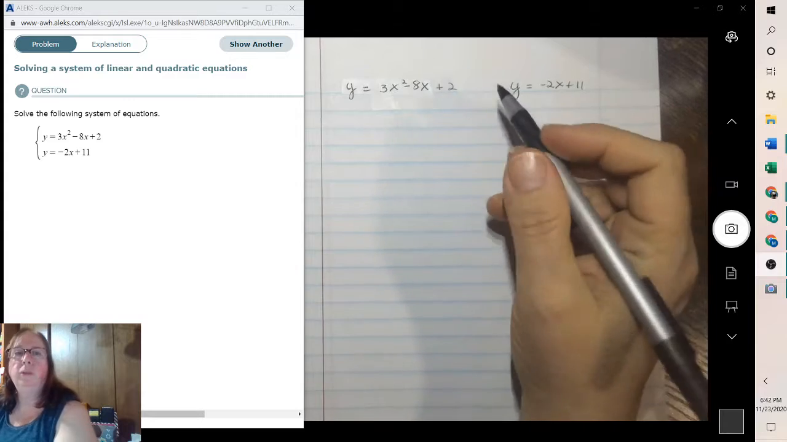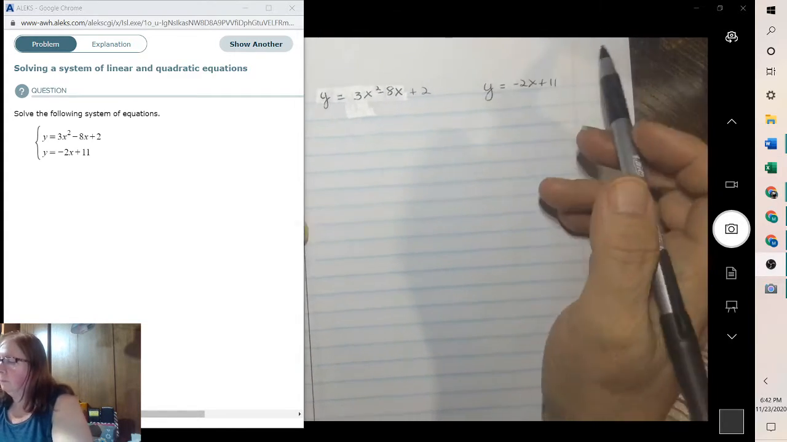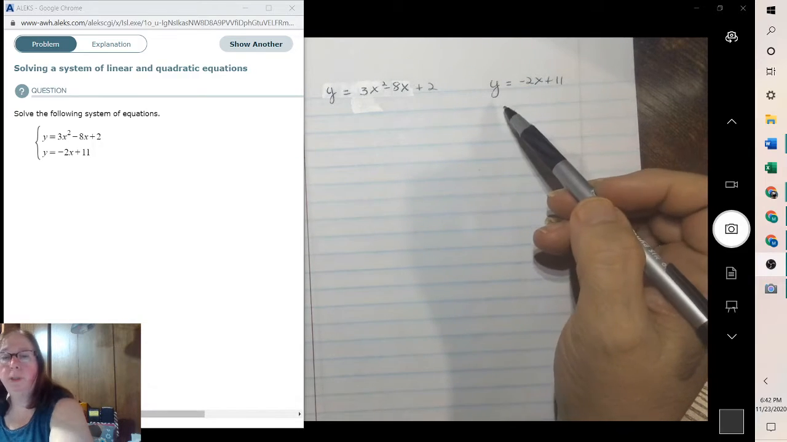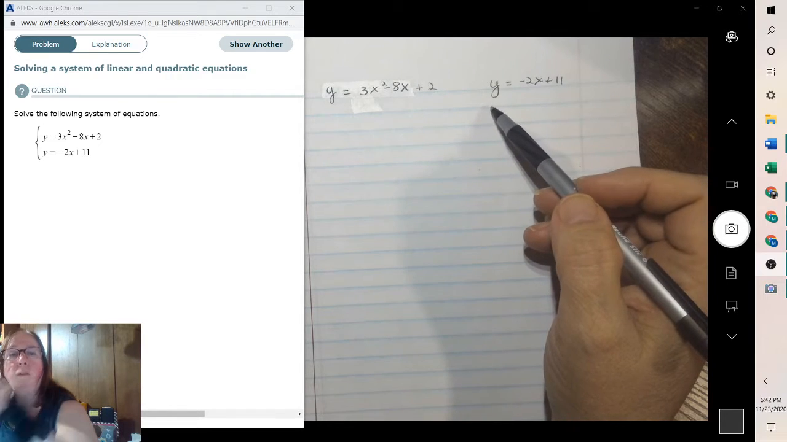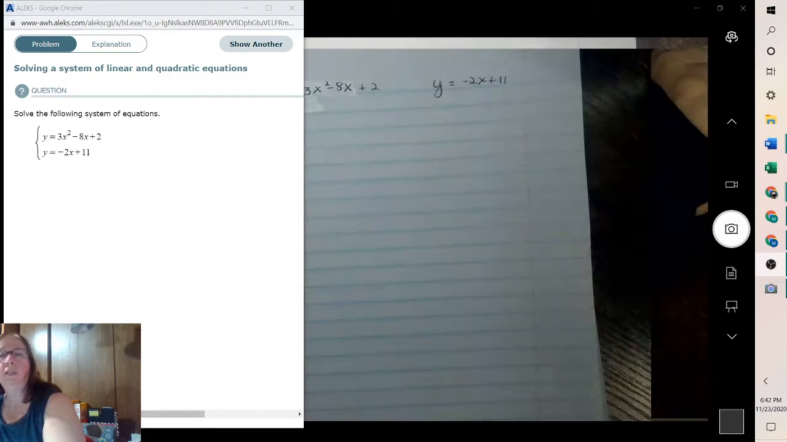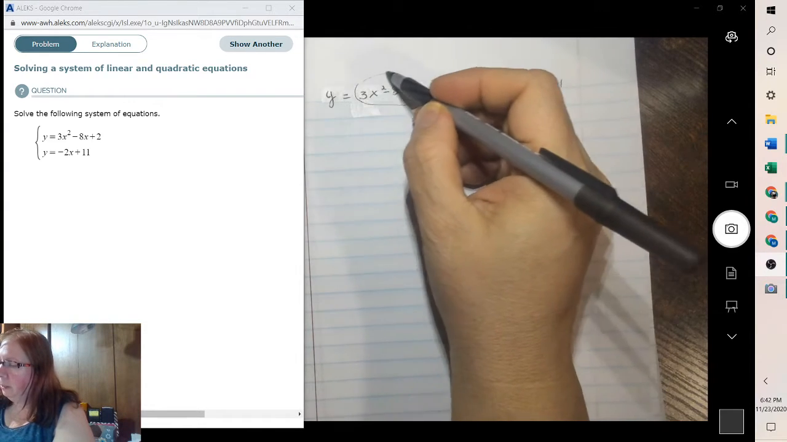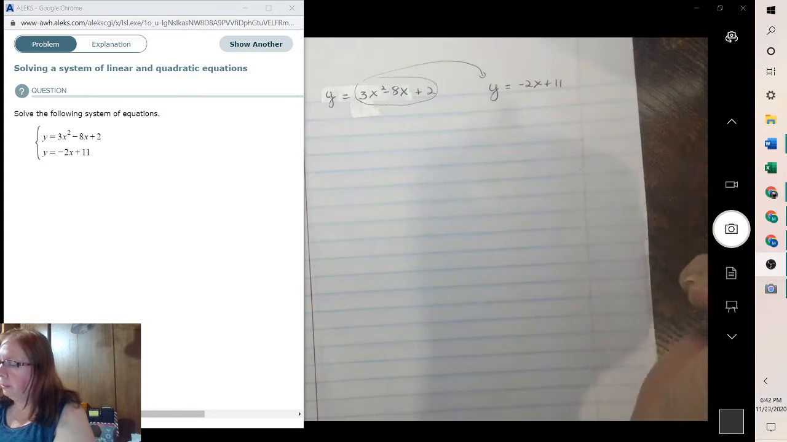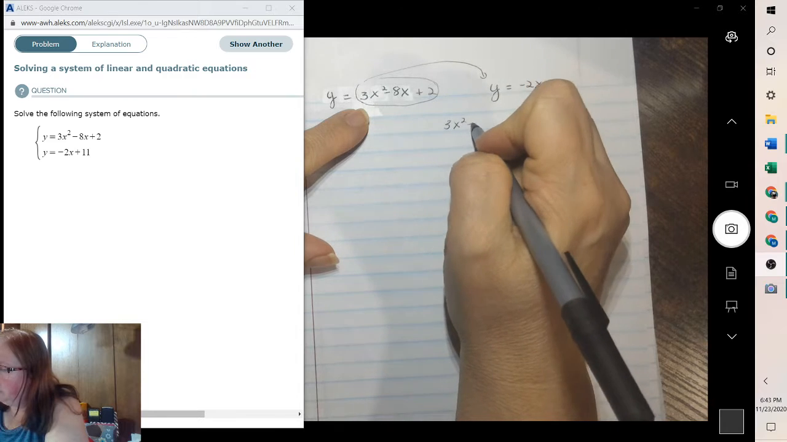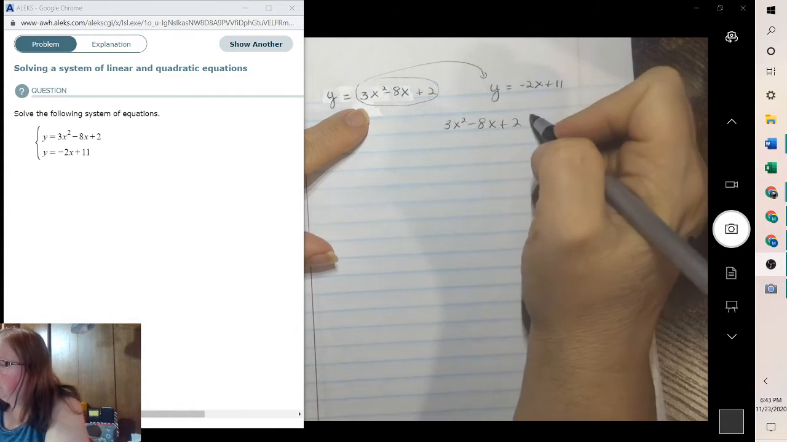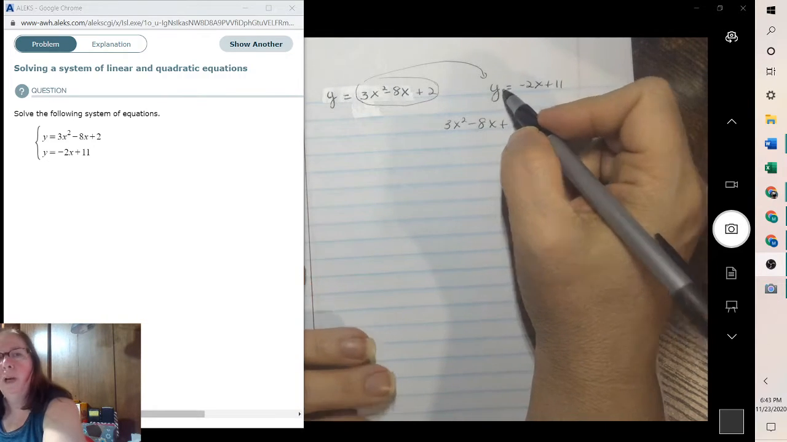Today we're going to work on solving systems of equations, linear and quadratic, using substitution. In the first one on here, they're already solved for y, both of them. So it's kind of like you're setting them equal to each other. But what you're doing is you're plugging one into the other, substituting it in. So in place of this y, we're going to put 3x squared minus 8x plus 2 equal to the negative 2x plus 11. So I put it in place of the y.